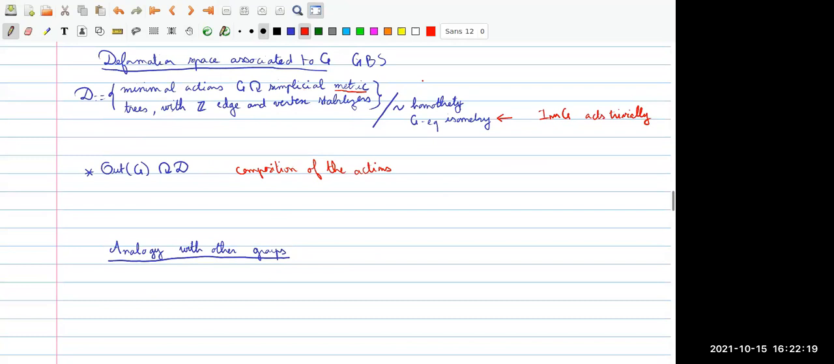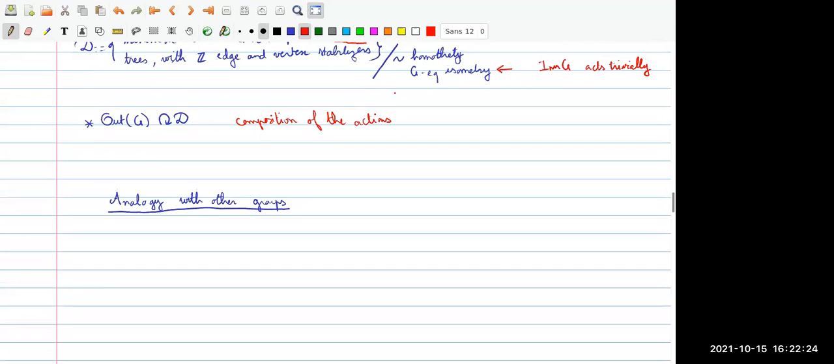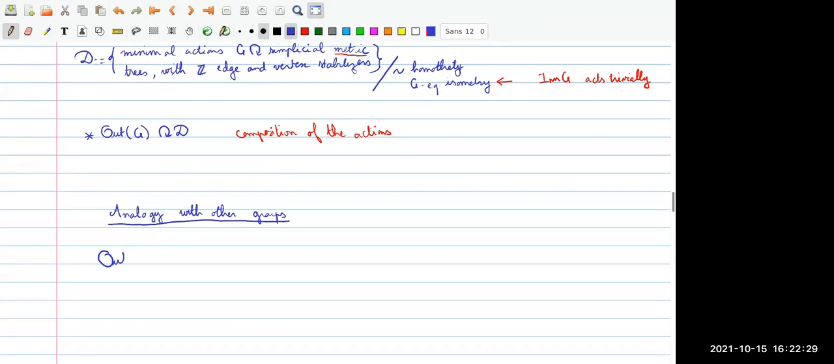So what's the analogy? My group here that I want to study is Out(G), where G is a GBS group. And it can be likened to Out(FN), and that's for the reason that I said before, that you can see FN as the fundamental group of a graph. Actually, a normal graph is just a graph of groups with trivial groups everywhere. So there's an analogy between these two. And Out(FN) is also analogous to the mapping class group of a surface.